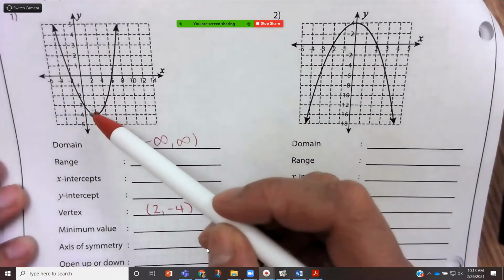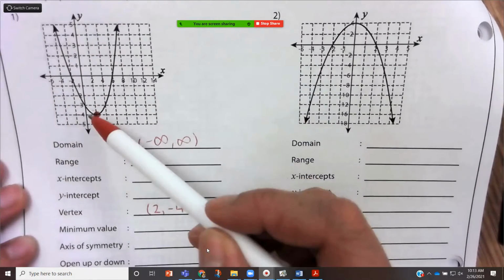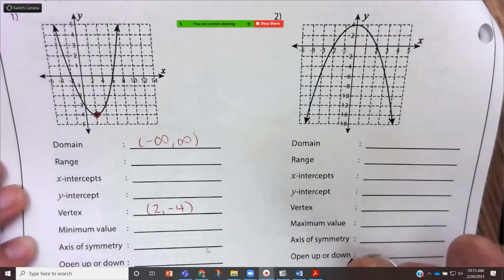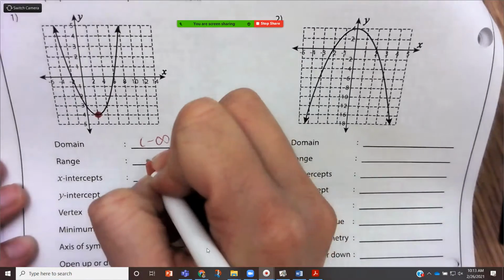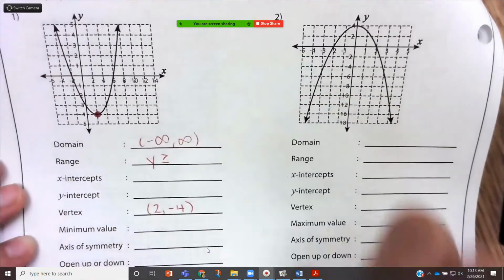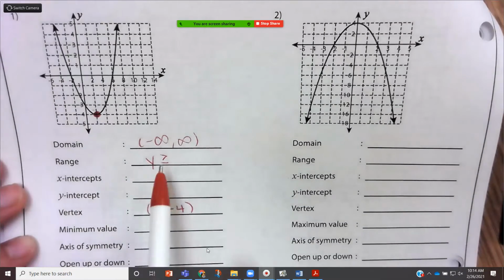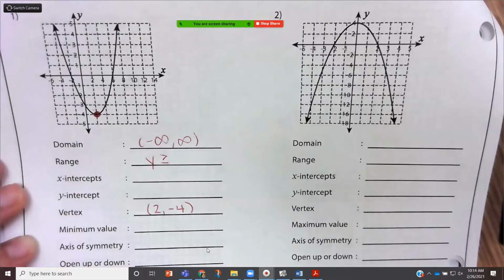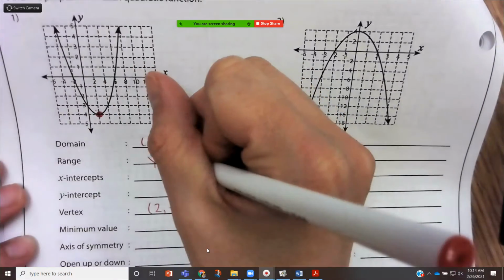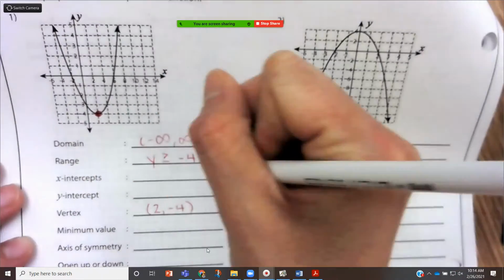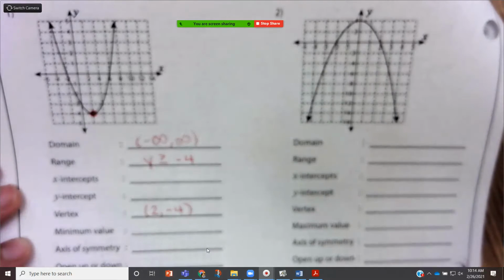First off, are the y values going to be bigger or smaller than the min? Bigger. So my range is going to be greater than or equal to. What is the range always greater than or equal to? What value? K, awesome. So what's my k value in this case? -4. So my range is greater than or equal to -4.